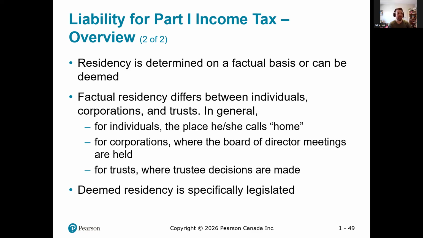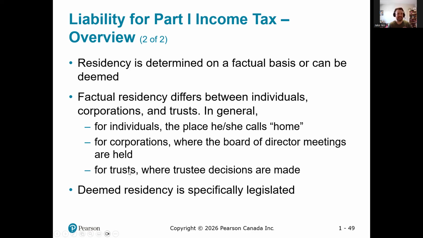So what I'm going to do is look at your factual situation and see if you have enough things tying you to Canada. We call them residential ties. Factual residency differs between individuals, corporations, and trusts. For the purposes of this course, we are going to focus on residency for individuals. We're not going to go too much into corporations and trusts.